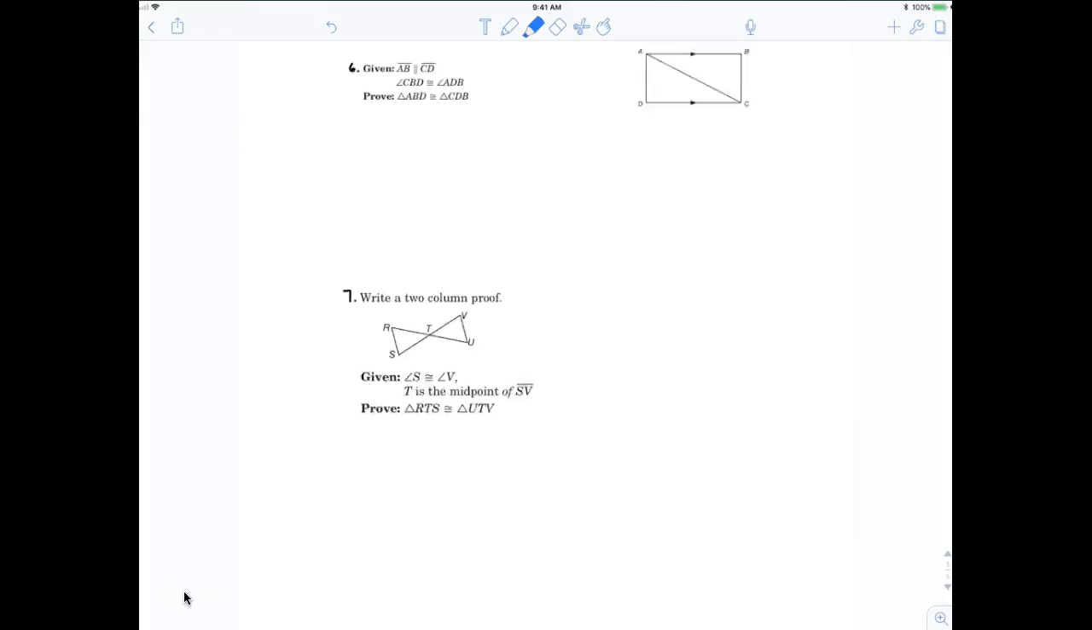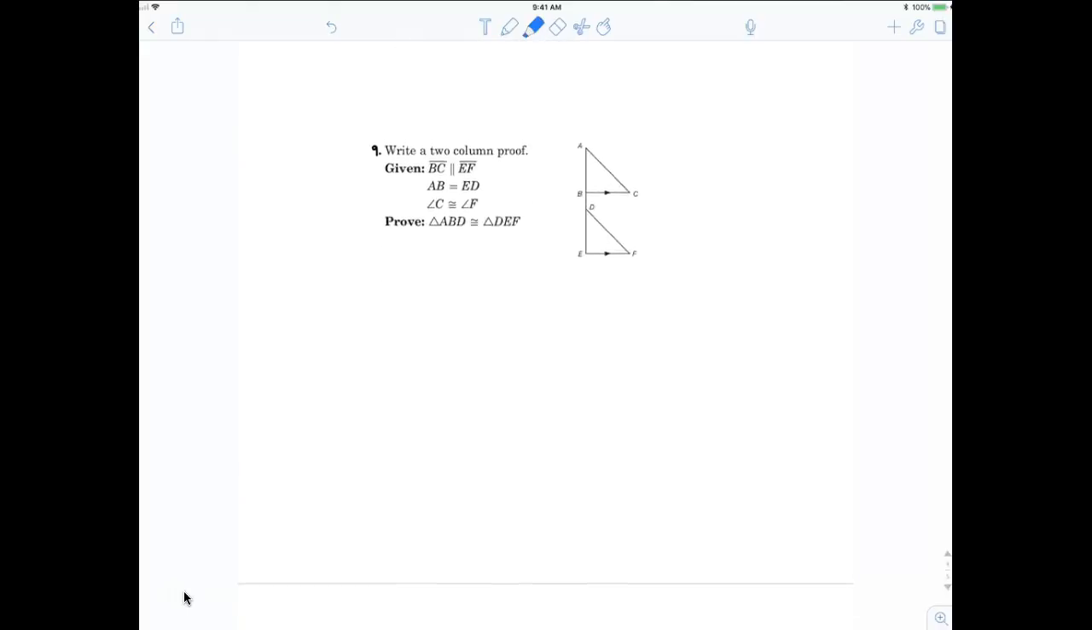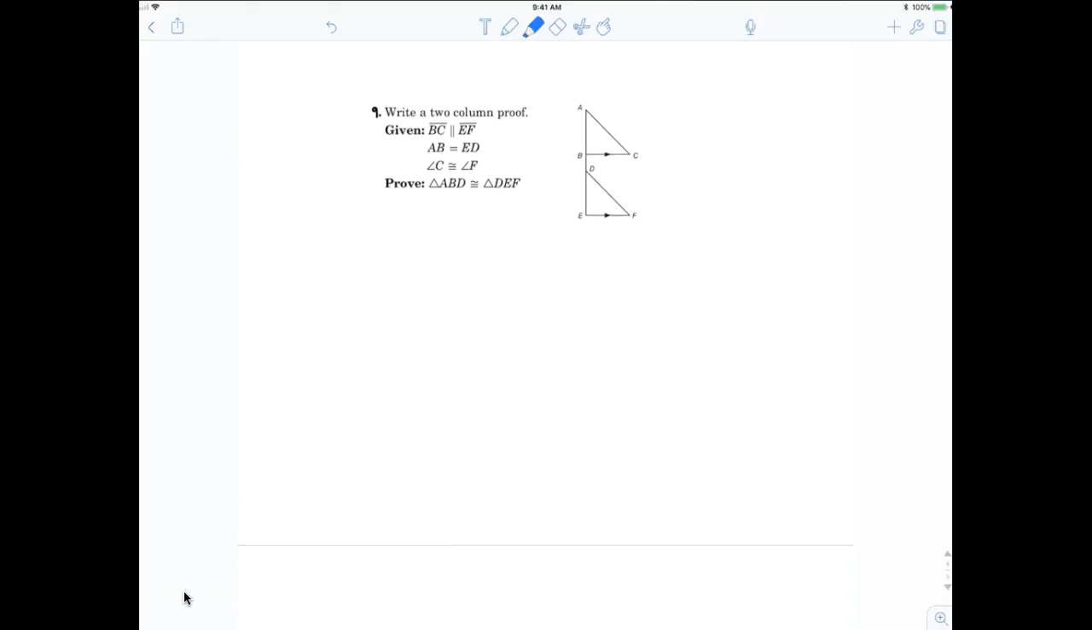Now again, flip through these. They shouldn't be that difficult. I want all of them done. I'm probably going to take a look at it tomorrow to see that you've done them all.